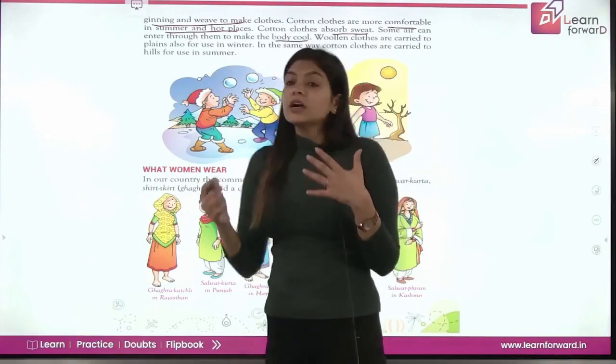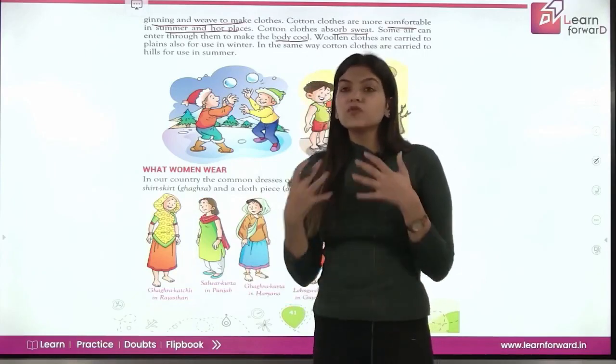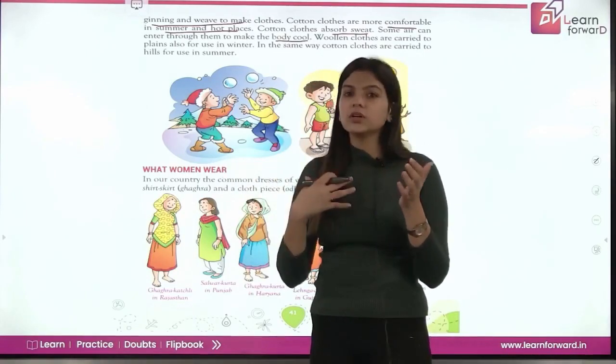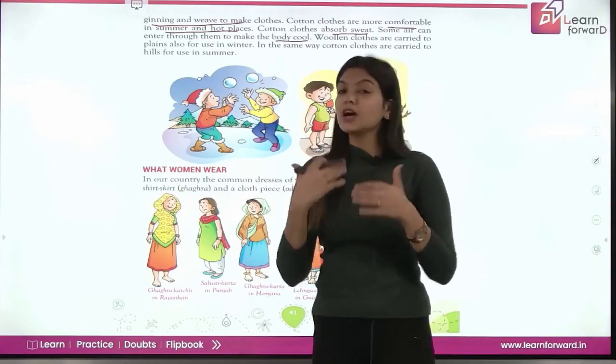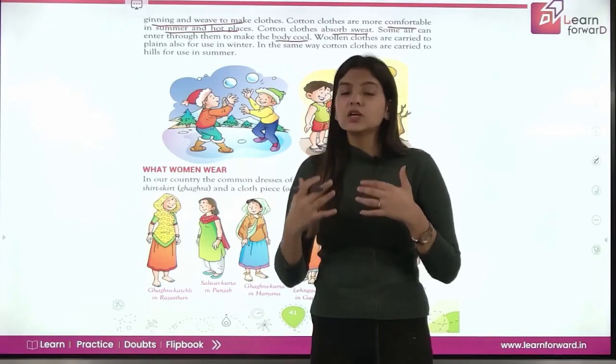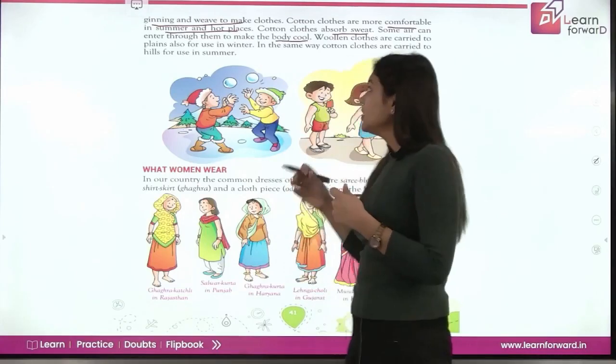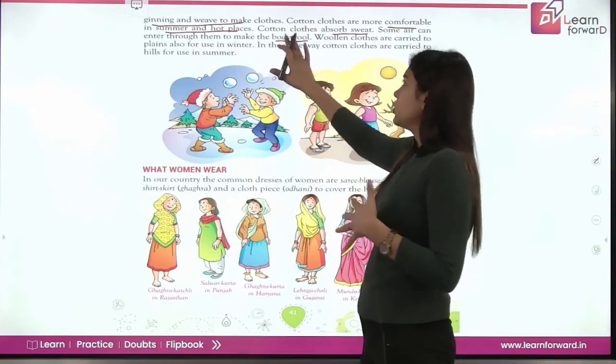So the cotton clothes, the fabric is very light, so air can pass through. Air can come in and out very easily, so it makes you breathable, it makes you comfortable, and it makes your body cool as well.